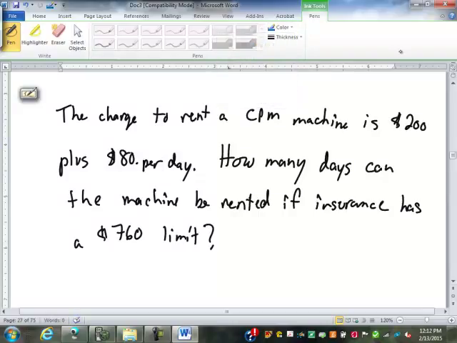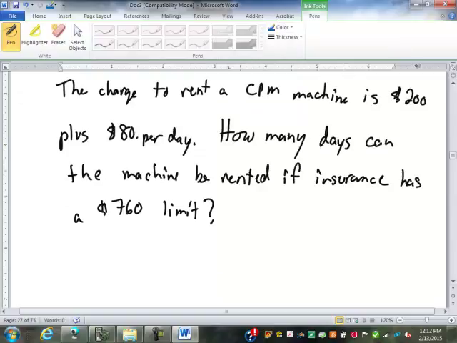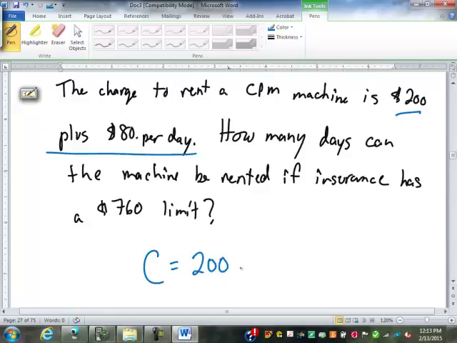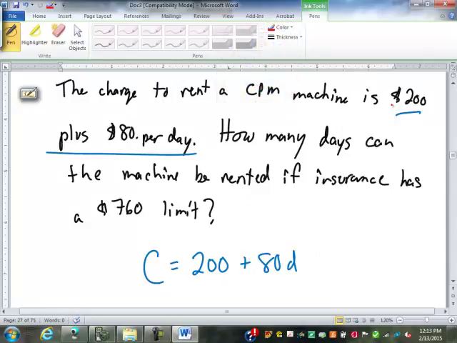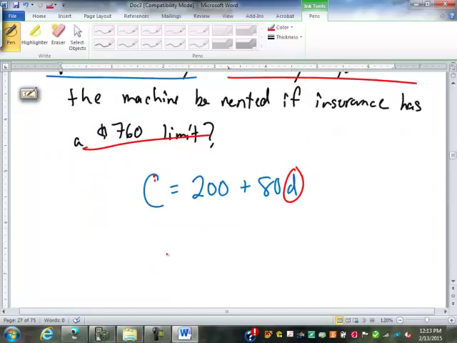So our first step here is to write the equation. The charge for renting the CPM machine is $200 plus $80 per day, so plus 80 times D. Now that we have the equation, we've put in the information we're given and we solve for what we're being asked. We want to know how many days, so we're solving for D if there's a charge limit of $760. So that goes in for C.